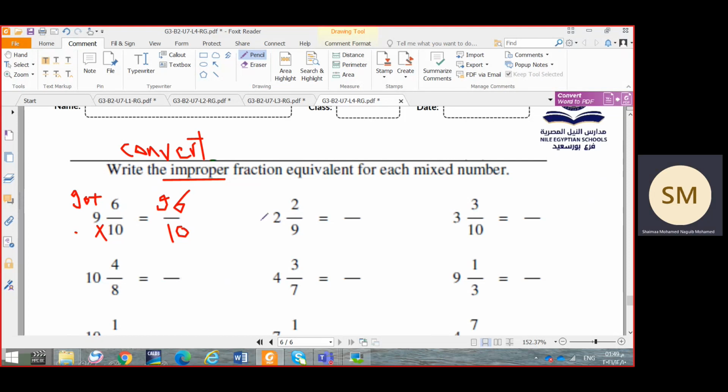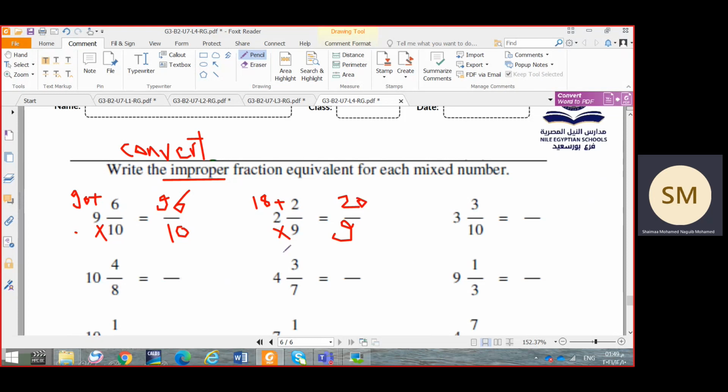Okay, what about this? I will say it again. I will keep the denominator, then I will multiply, the product will go to the numerator, and I will add it. So now 2 multiplied by 9 will be 18. 18 plus 2 will be 20.